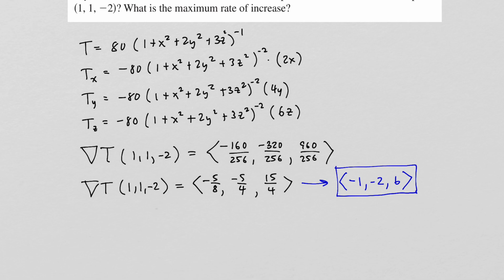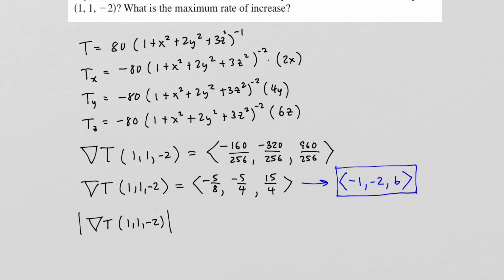Now, what is the maximum rate of increase? When I go to find the maximum rate, I have to take the magnitude of the gradient vector at that point. Okay, so I'm not allowed to use this. This is simply a simplified version to give us the direction. Now if I wanted a unit vector here, I could divide this by its magnitude, which is the square root of 41. But in terms of just giving a direction, this is fine.